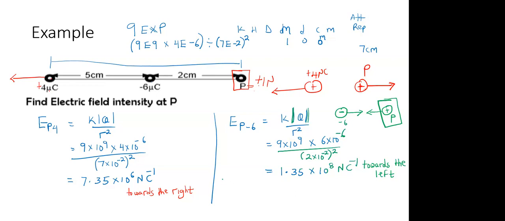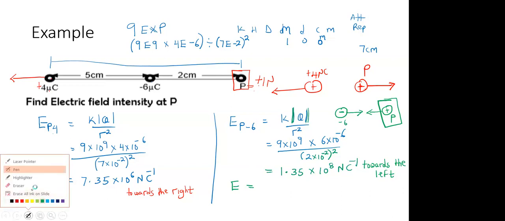Now we are going to continue and get the resultant, or total, electric field intensity. To get the total, I have to get this one due to the 4 charge and this one due to the negative 6 charge. Then I add those two things. After adding, I'll get the answer.